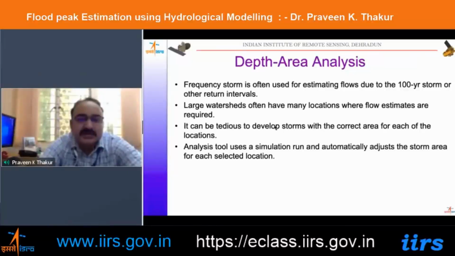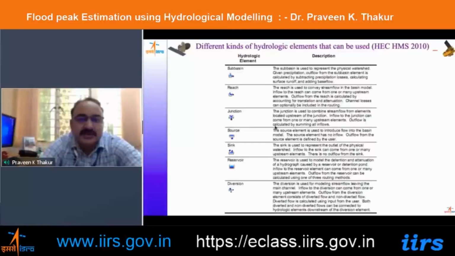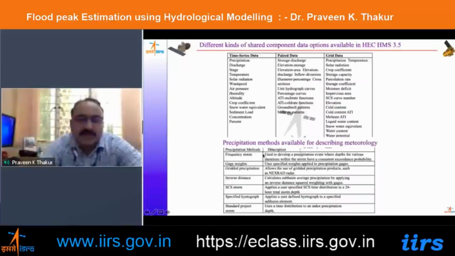These are the symbols which are used to represent the subbasin, reach, junction, source, sink, reservoir, and the diversion. And these are the set of time series data, paired data, grid data, and the methods of representing the precipitation. Okay. So the most common will be the specified hydrograph.